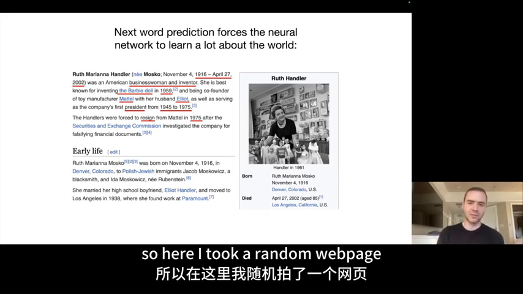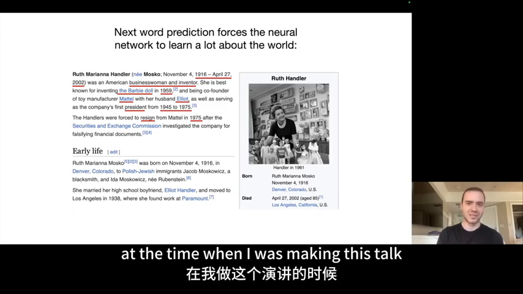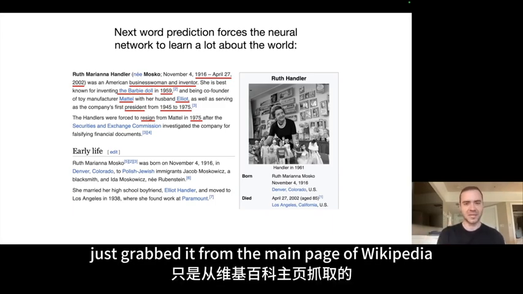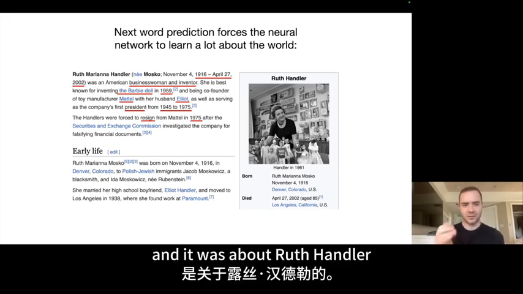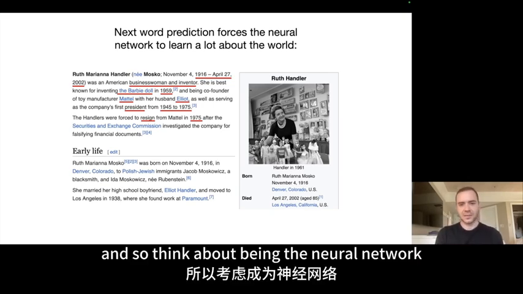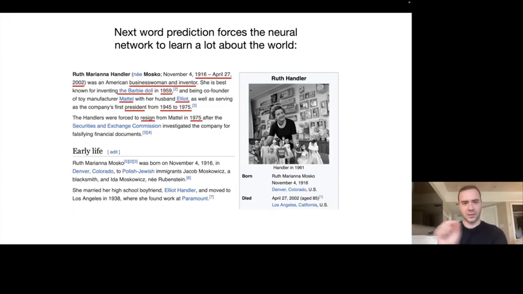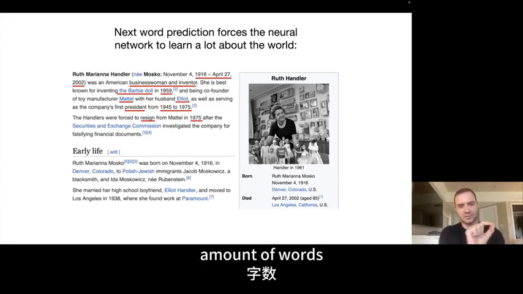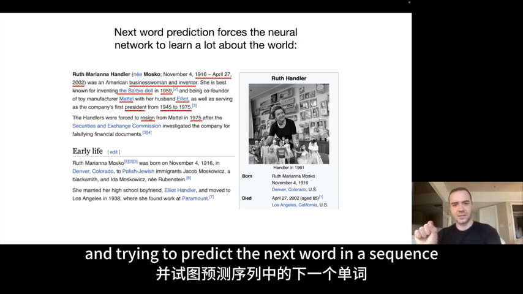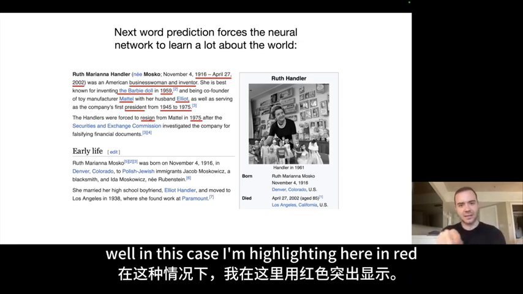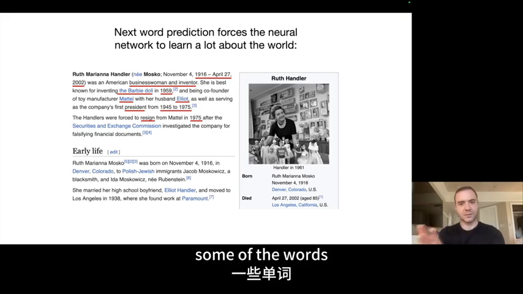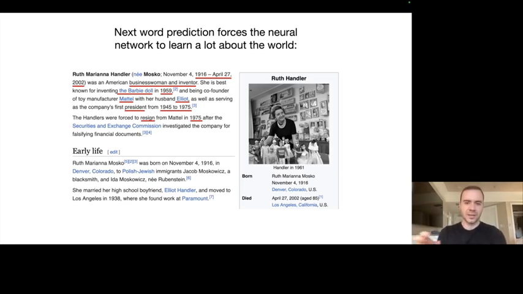So here I took a random web page at the time when I was making this talk. I just grabbed it from the main page of Wikipedia, and it was about Ruth Handler. So think about being the neural network, and you're given some amount of words and trying to predict the next word in a sequence. Well, in this case, I'm highlighting here in red some of the words that would contain a lot of information.